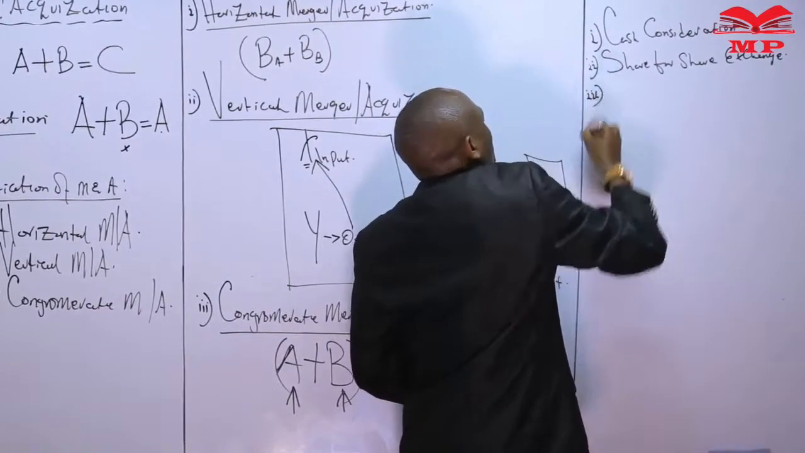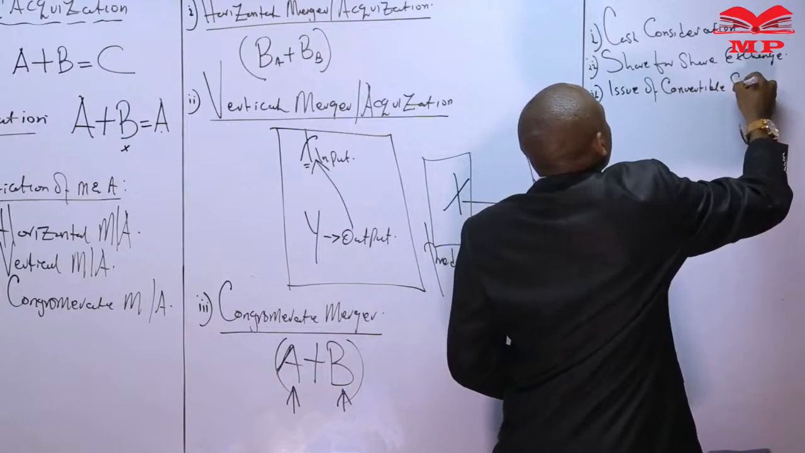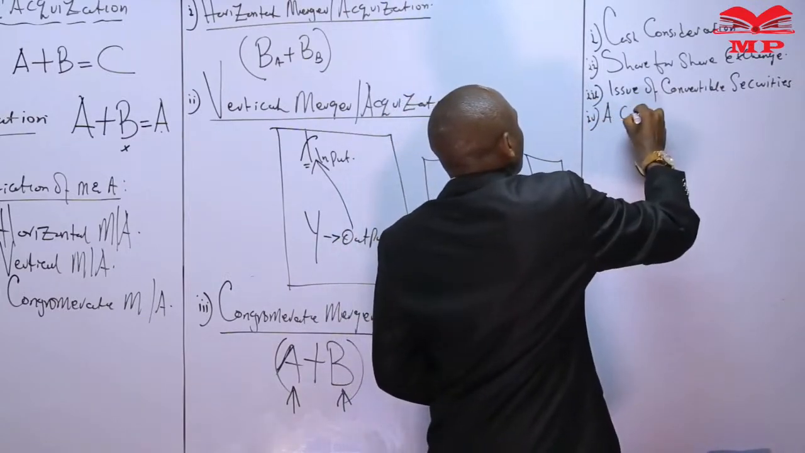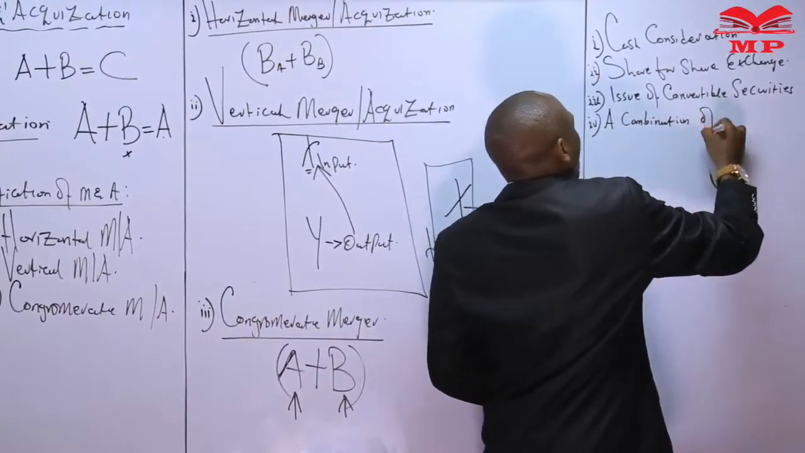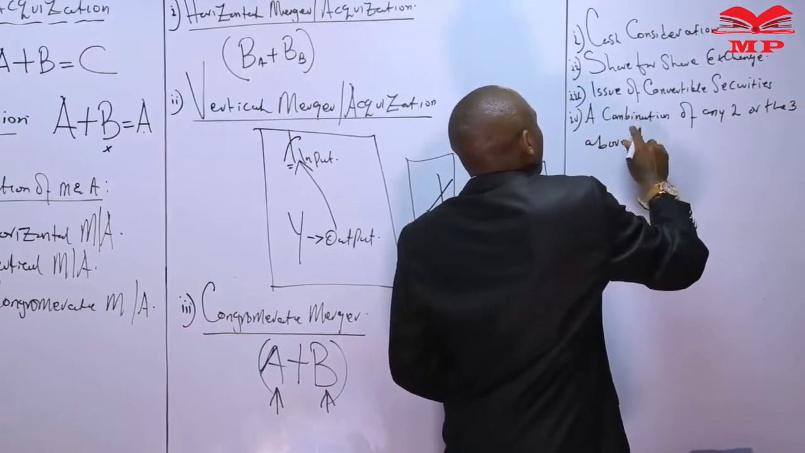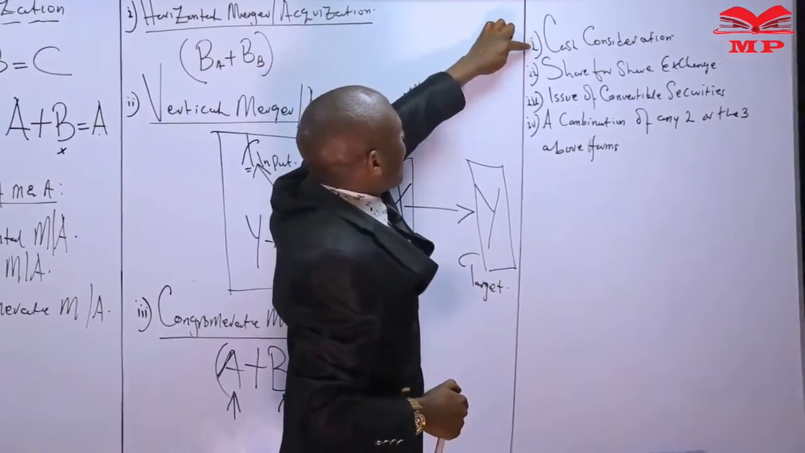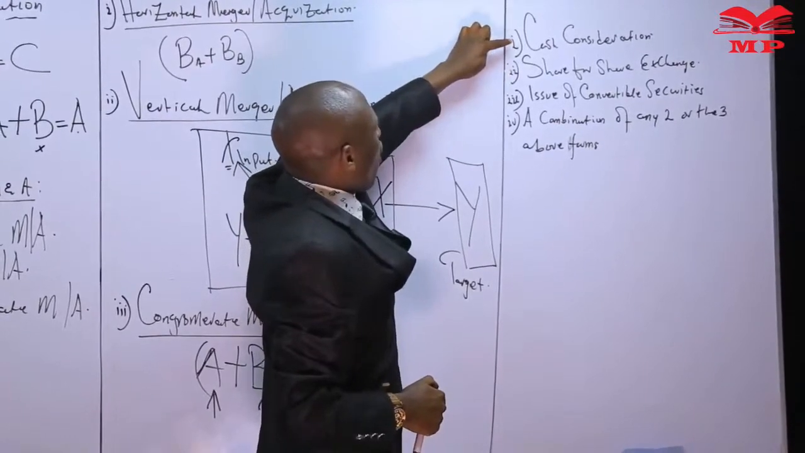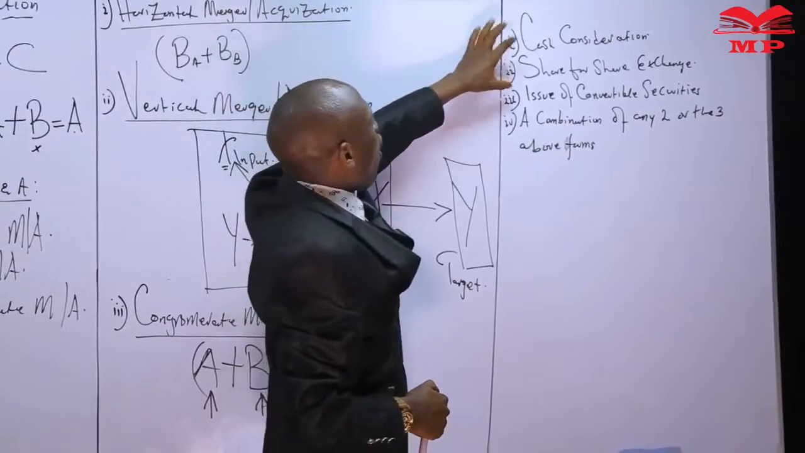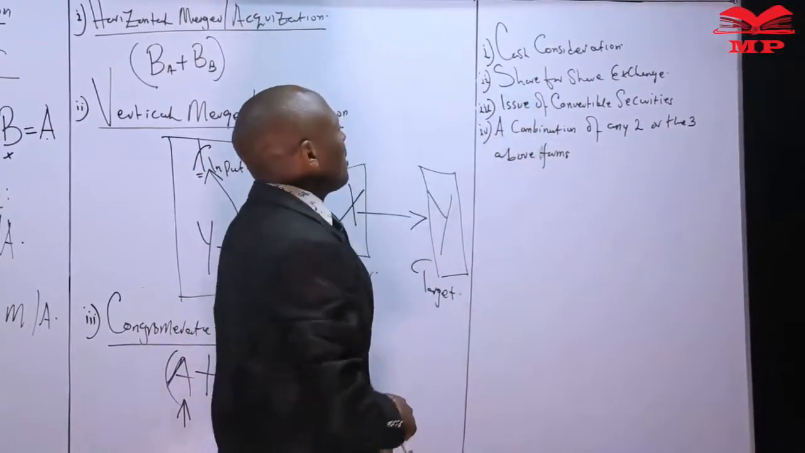Number three, we talk of the issue of convertible securities. And the fourth one, we talk of a combination of any two or the three above forms. So a combination of any two or the three above forms, that means we can have partial consideration in cash and issue of shares, or cash and issue of convertible securities, or issue of shares and partially convertible securities, or a combination of the three, where the shareholders in the target are paid cash, they are issued with some shares, they are issued with convertible securities.